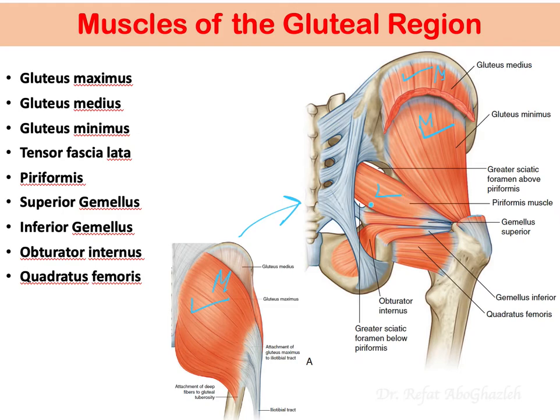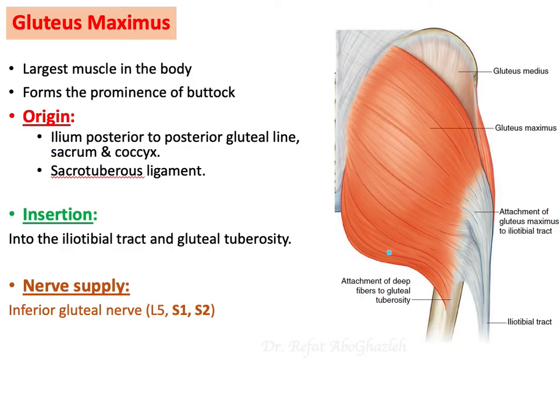Excellent muscle, I like it. And also you have two sisters. One is the superior gemellus and one is the inferior gemellus. Both gemelli, two sisters, are separated by the obturator internus muscle. Plus, of course, most inferiorly you have a quadrangular muscle, the quadratus femoris, not quadriceps femoris. It's quadratus femoris. So let us start with the largest muscle in your body, the Gluteus Maximus.